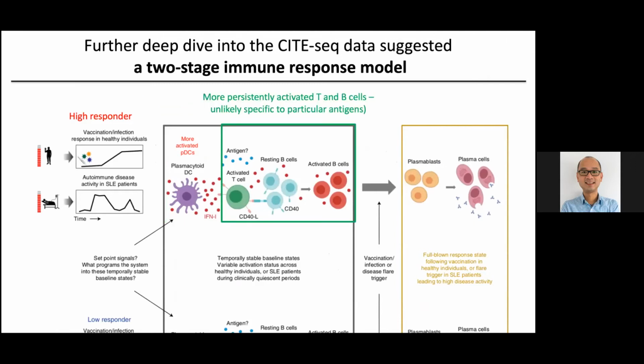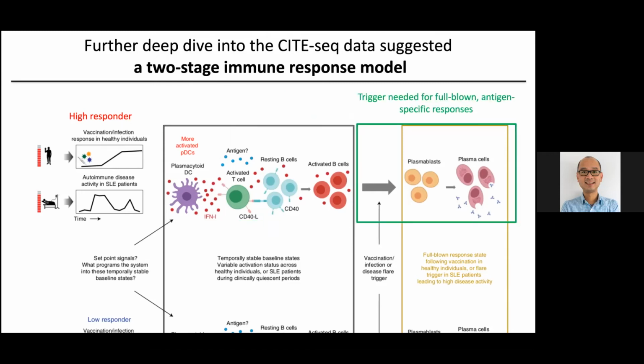And therefore, we detected broad elevations of so-called type 1 interferon signatures across both myeloid and lymphoid cells, right? And we also saw that, again without any overactivation, the T and B cells in these people are already persistently more activated at the baseline. These are unlikely specific to particular antigens because of their frequency, so they're likely quite polyclonal. What's intriguing is that despite this kind of poised state, you actually need a trigger to get to the second stage of the response.